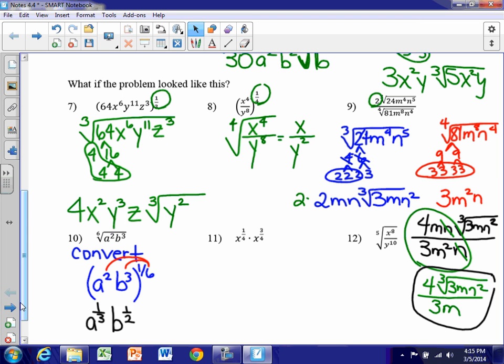Number 11, that looks kind of like an old problem we've done before, because you have the same base. All you really need to do is add the exponents, and 1/4 plus 3/4 is 1, and there's nothing else you can do.